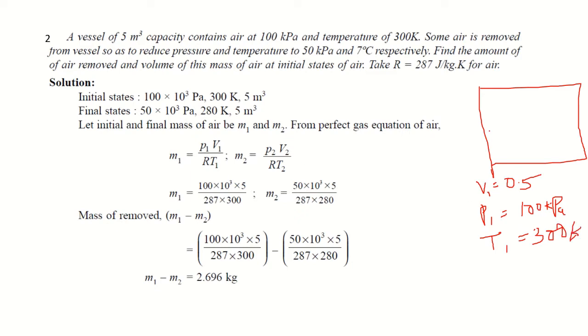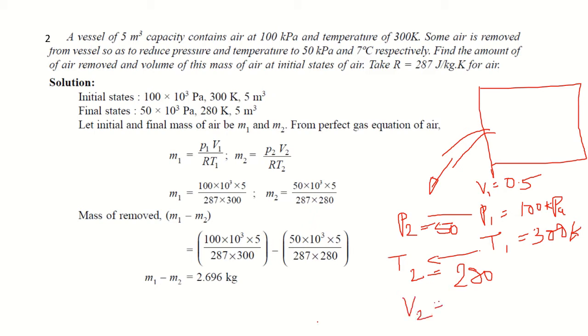Fine. Some air is removed from the vessel so as to reduce the pressure and temperature. New P2 value, new T2 values are given. Now this is 50 kilopascal. This is 273 plus 7, 280 K. Find the amount of air removed. Definitely its volume remains the same, na? V2 is not changing.